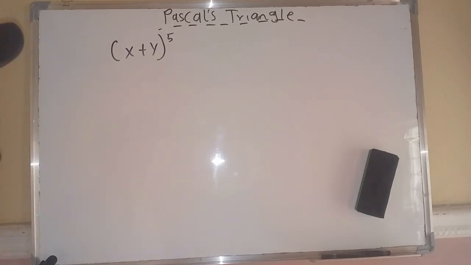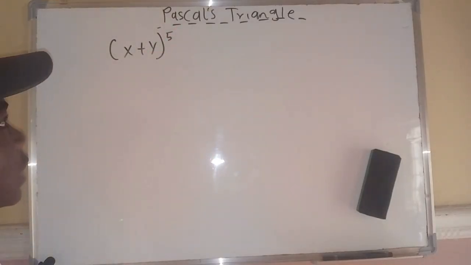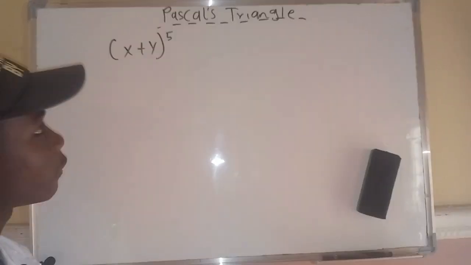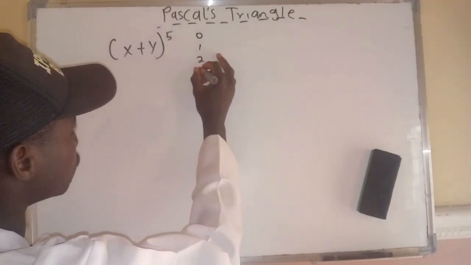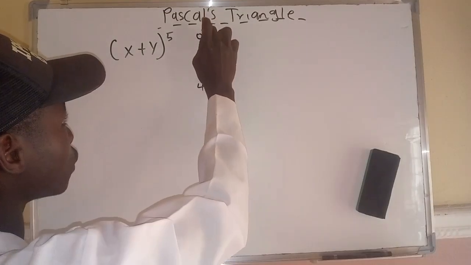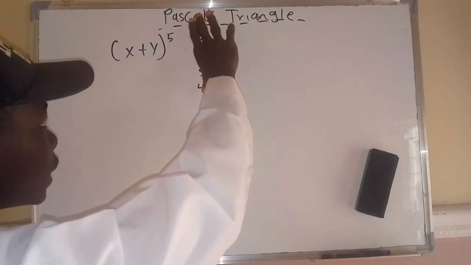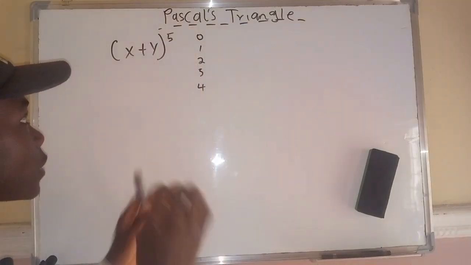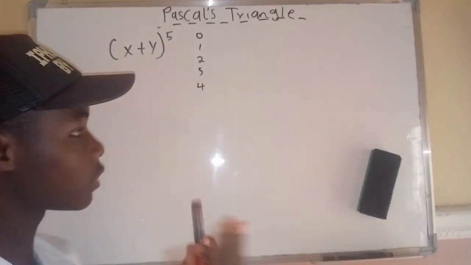First, I just want you to know that the numbers you are going to use in solving this kind of question, x plus y raised to the power of 5, start from raised to the power of 0, raised to the power of 1, 2, 3, 4. If you count the whole, you will have 1, 2, 3, 4, 5. So these are the rows you are going to find for Pascal's triangle for raised to the power of 5.